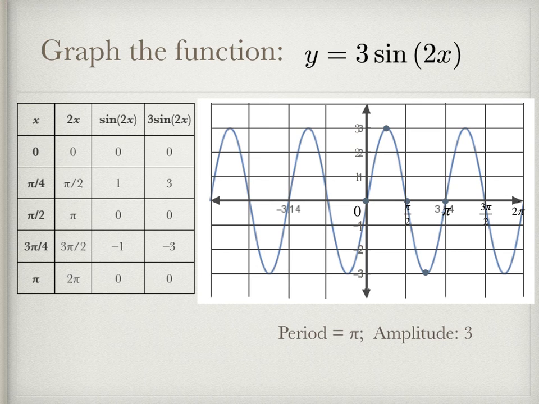Now from my equation, I can figure out the amplitude very easily. It's the number multiplying the trig function. So the amplitude is 3. The period is always going to be 2 pi divided by whatever number is multiplying the x. So 2 pi divided by 2 equals pi. The period is pi. The window that I used to graph this was -2 pi to 2 pi on the x-axis, -3 to 3 on the y-axis. So that was a sine curve.